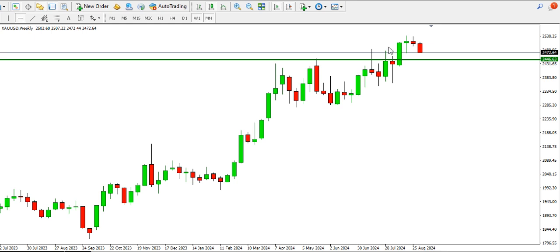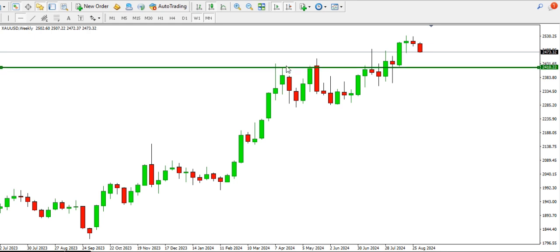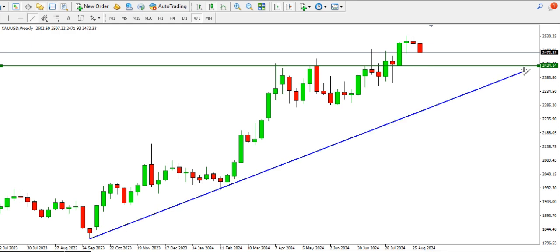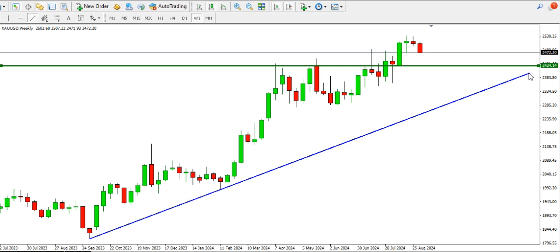The weekly time frame shows price is giving us something like an evening star candlestick pattern. So we might see price possibly drop to this particular level before pulling back. But for now, price is dropping very fast on the weekly time frame. And still on the weekly time frame, we have this particular ascending trend line that is yet to be tested. It was tested once around here, but is yet to be tested by price.